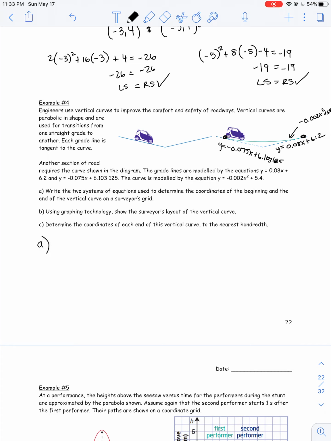Now let's answer the first question. It says they want us to write the two systems of equations used to determine the coordinates of the beginning and the end of the curve. So the first system is going to be where you have y1 equaling your first linear one, and your y2 would be the quadratic. And then your second system would be, again, the other linear and your quadratic, same quadratic.